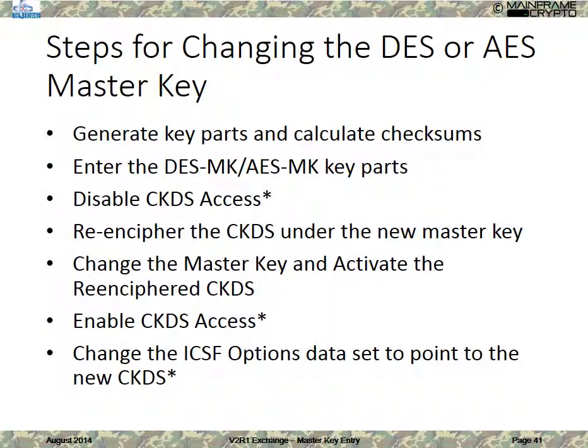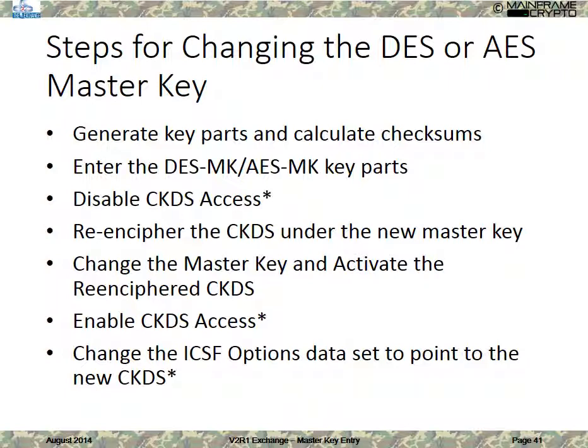Slide. We've got a kind of summary of that process. So we talked about generating the key parts and calculating the checksums. Then you've got to load those key parts into the hardware, into each device on each LPAR that is going to be sharing your key store. Now, we didn't talk about disabling the CKDS access except to say that ICSF would do it for you. If you're running on an older version of ICSF, there is actually another panel that you have to use called Admin Control. It's option 4 on the ICSF main menu. You would go in there and say, all right, disable the access update authority to the CKDS.